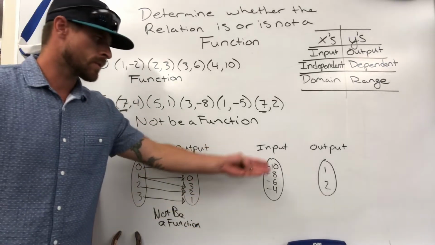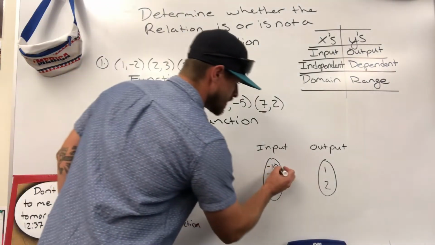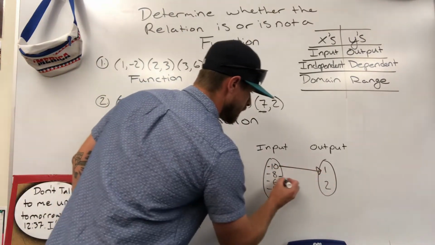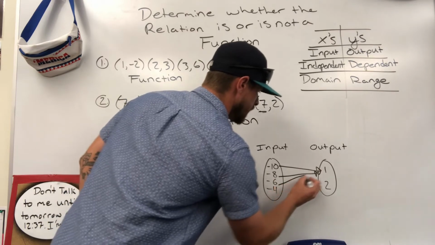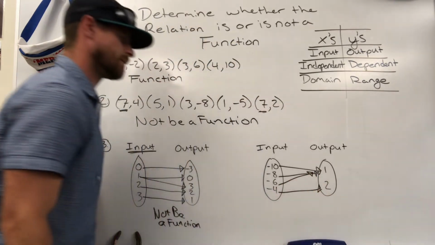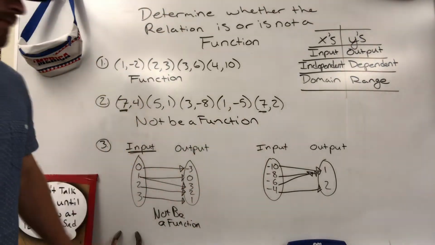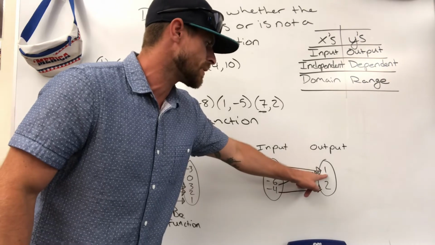Over here, if I were to do this, this is one that typically confuses kids because we might have an arrow going there, another arrow going to 1, another arrow going to 1, and then the only one that produces the 2 is the -4. A lot of times I'll have kids look at this and they'll say, oh, that's not a function because they see 3 arrows all going to 1.